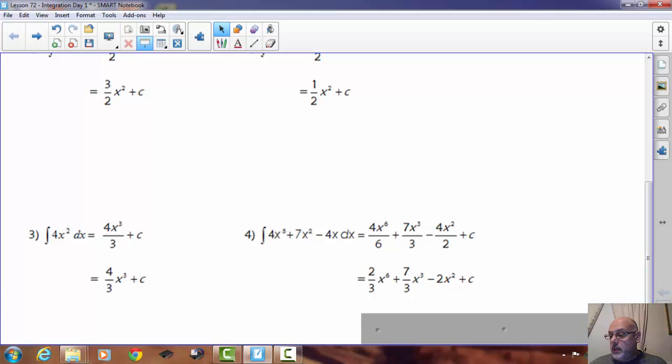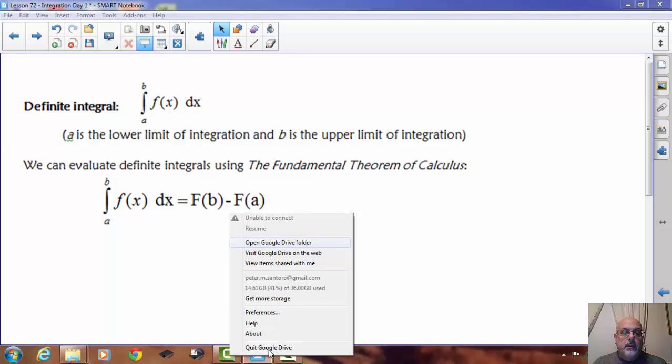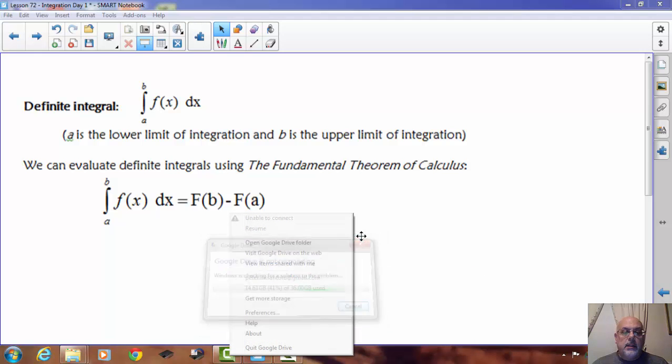So as we go to the next page, I had a pop up here, and I don't know why Google Drive's not responding. Okay, all right, I don't want to check for solution because I'm in the middle of something.